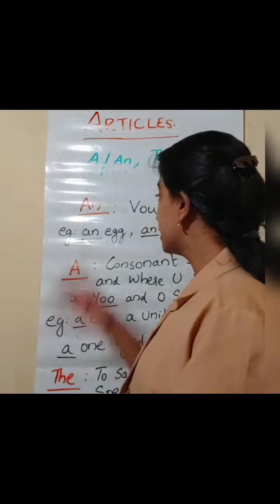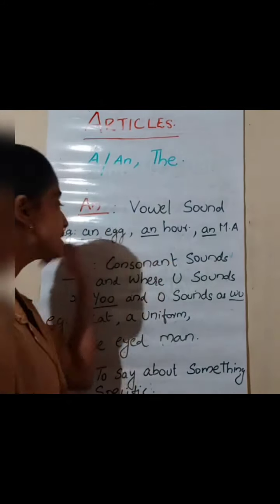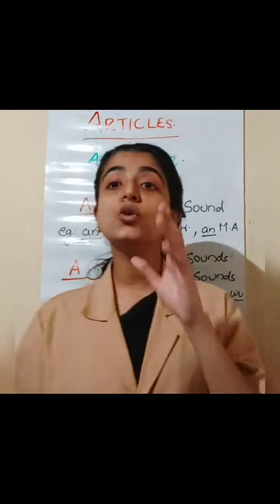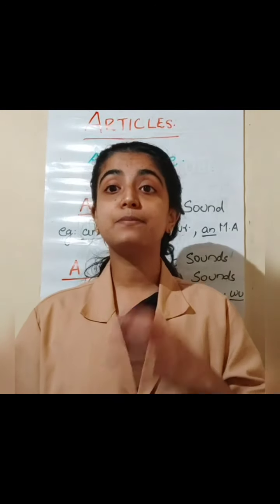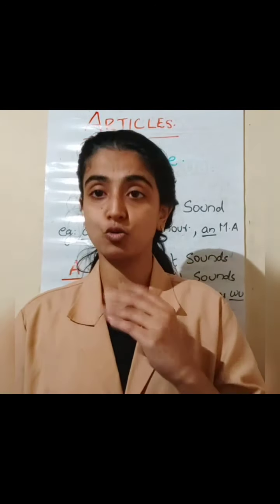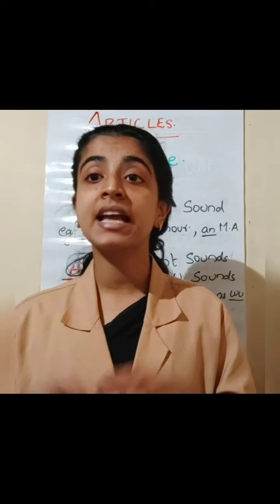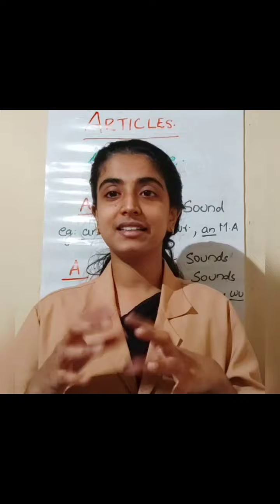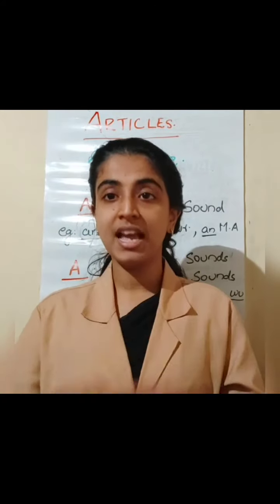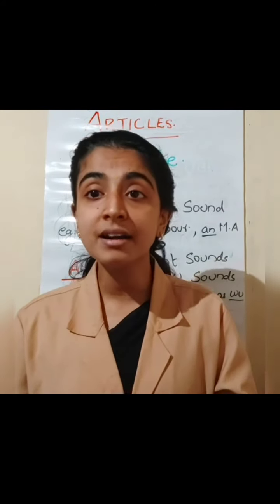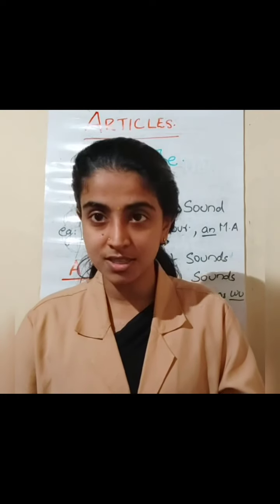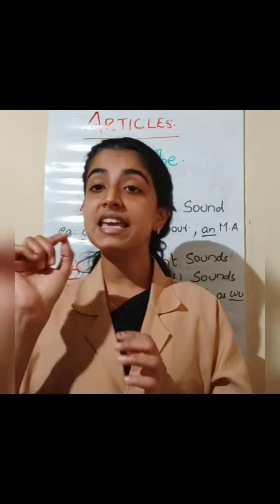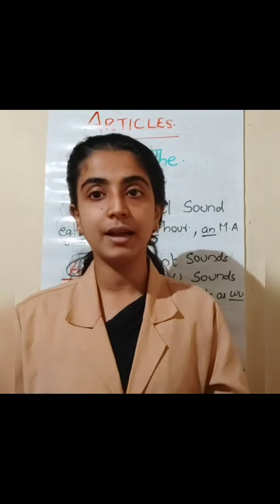So these are the examples for the article an. An is used with those words that begin with a vowel sound, sounds like A, R, and E, as in Indian. All of these are vowel sounds. You got it?